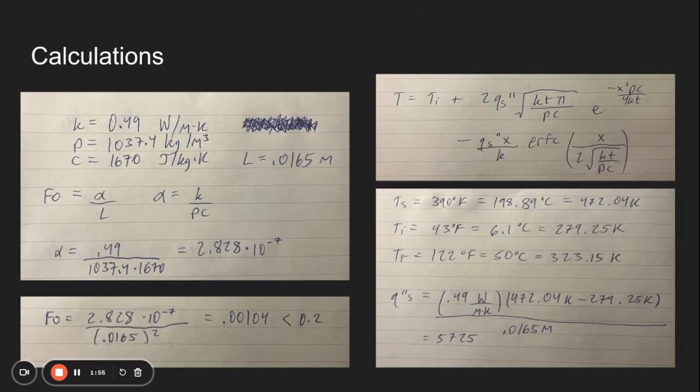Here are some calculations. First of all, the top left, calculating the Fourier number, which ended up being around 0.001, so far less than 2. The top right is the semi-infinite solid equation to figure out the temperature, and I plugged in all the values I had and iteratively figured out what K value worked best. You'll see that in the code in a minute. And then the bottom right is how I calculated the heat flux using some initial temperatures, a known K value that I got online, and then the length.